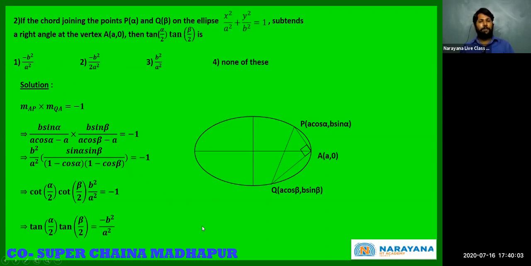Got it? So what did we do? There was an ellipse and then two points on the ellipse were given with their eccentric angles, and it is said that they are subtending a right angle at the vertex. And then it was asked the tan(alpha/2) into tan(beta/2) value, right? So we simply applied the formula of the slopes being perpendicular, right? So product of slopes is -1, and when we simplified within a few steps, we get cot(alpha/2) into cot(beta/2) is equal to minus a²/b², and therefore you take reciprocals and you have your answer. Yes, got it? Okay, let us proceed.